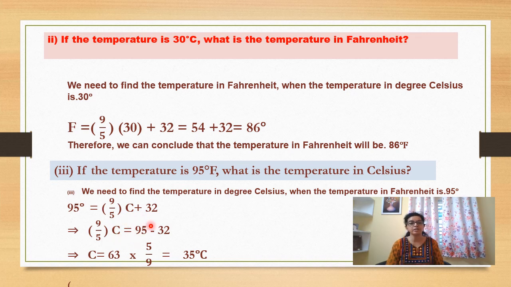Now first we will transpose 32. Remember that whatever is in addition or subtraction is transposed first. So on transposing 32, we are getting 95 minus 32, which is equal to 63. And then what are we going to do? We are going to take the reciprocal of 9 by 5. In order to find C, we will transpose 9 by 5 to the RHS, but that time we are going to take the reciprocal. So on taking the reciprocal, we get 5 upon 9. Again, we'll do the cutting. 9 sevens are 63. 7 into 5 is 35 degrees Celsius.